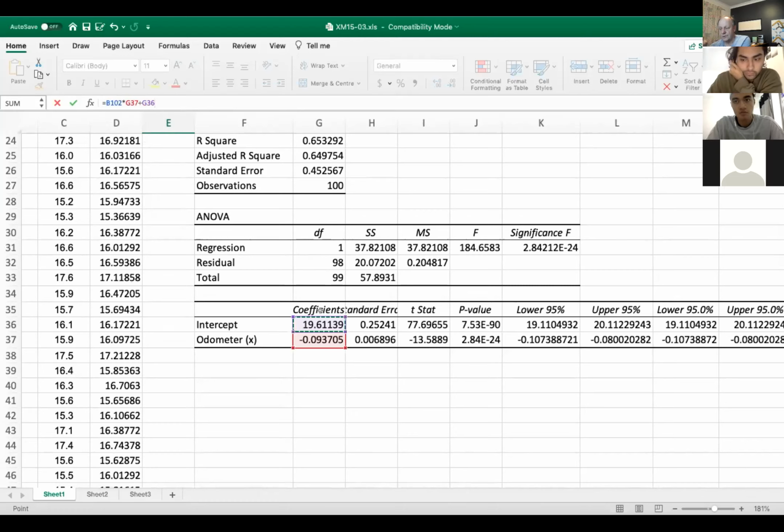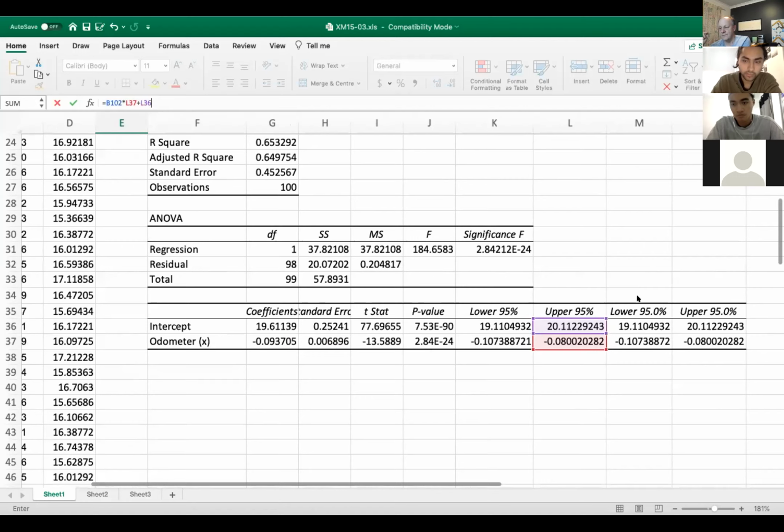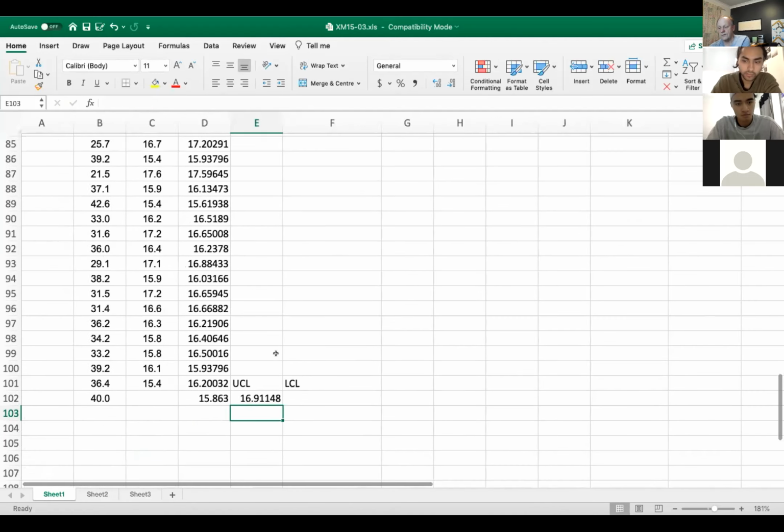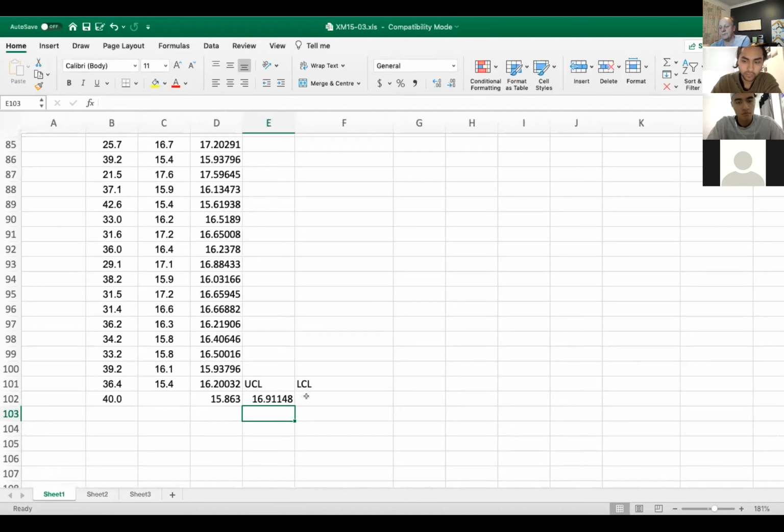But we want to do the upper one. So drag that blue one, that 19.61. Click on it and drag that to upper 95. And drag the red one onto the upper 95. Click enter. Now, that tells me I estimate the value at 15.863, but my upper limit is 16.911, it will with 95% certainty not be bigger than that.